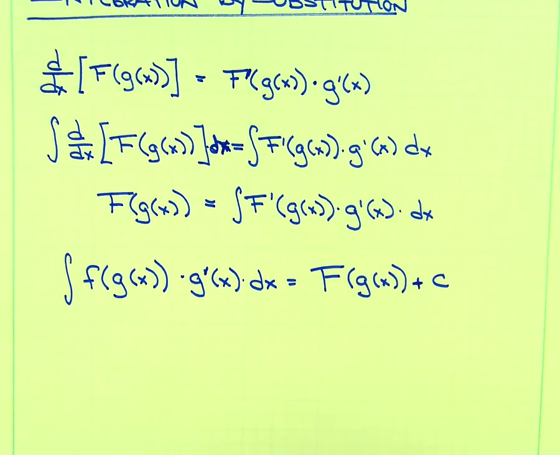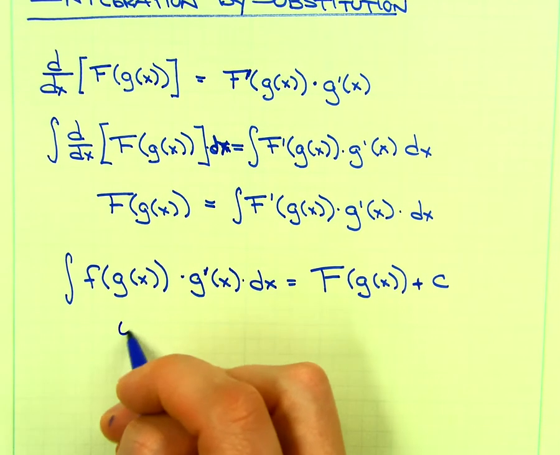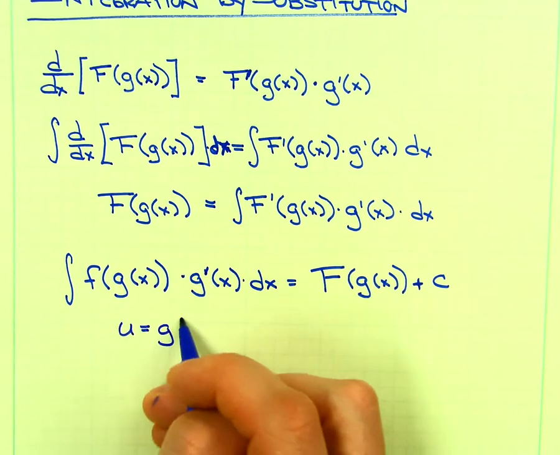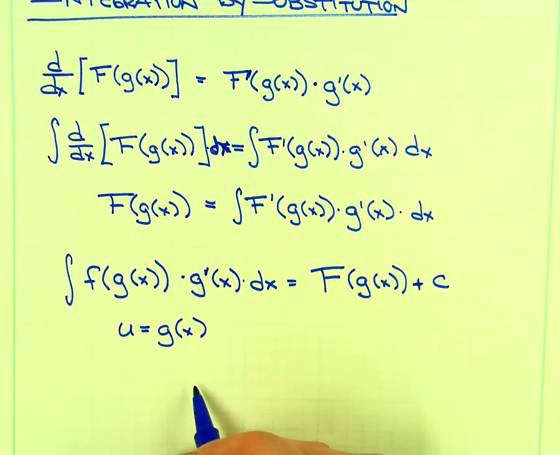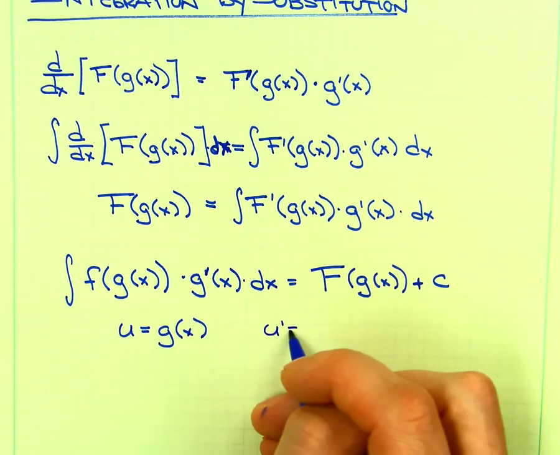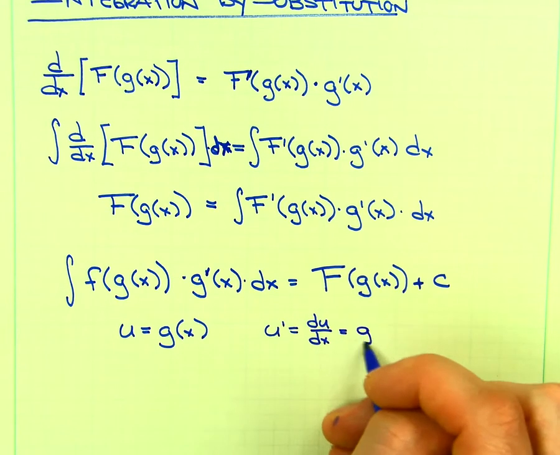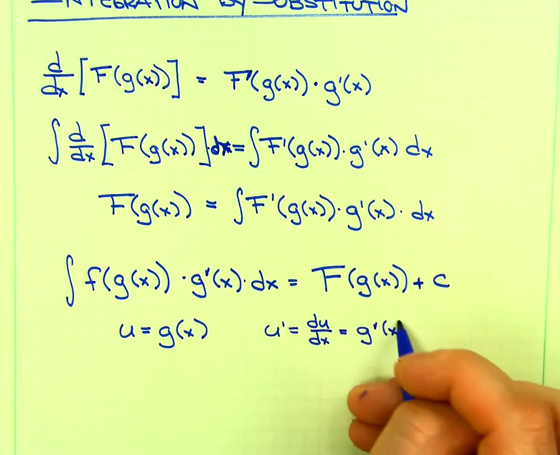Now, I'm going to be using something that's called u substitution. And this is used all the time in calculus. Get used to it. And so if I just say u is equal to g of x, okay, this means that u prime, which is du dx, is going to be equal to g prime of x.